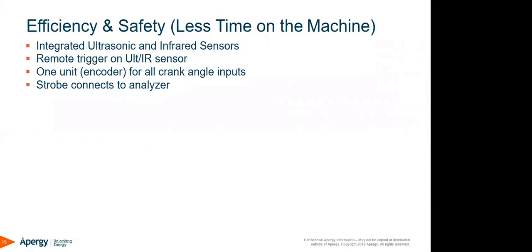Efficiency and safety, less time for us means less time on the machine. It has an integrated ultrasonic and infrared sensor, with a remote trigger on that sensor. One unit for the encoder for all crank angle inputs, and the strobe light now connects to the analyzer.